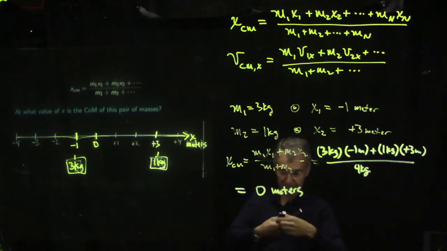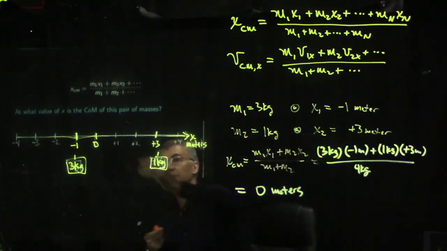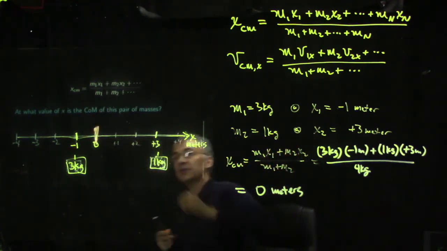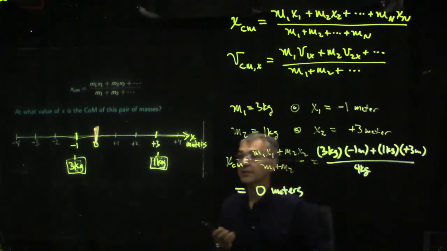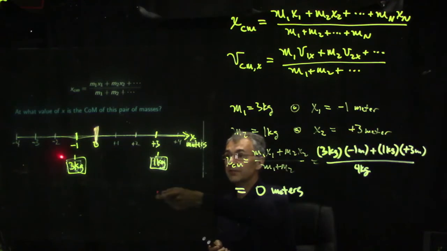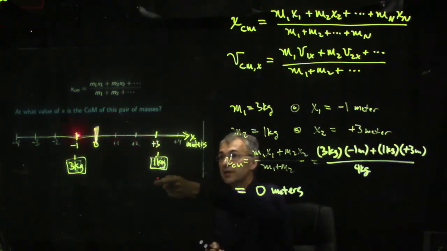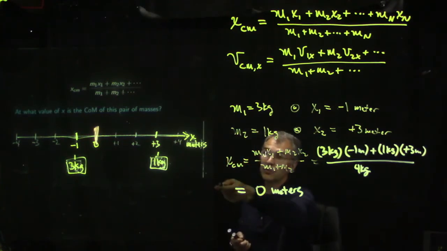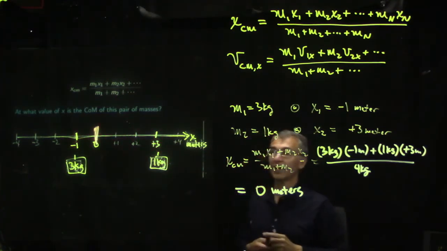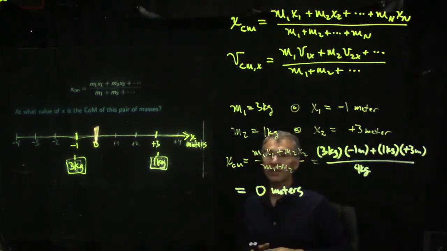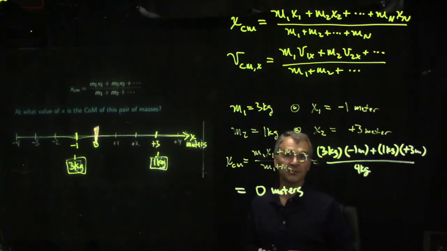And let's see if that makes sense. It seems like the center of mass is here at 0 meters. Actually, that does make sense because this is 1 unit of mass, that's 3 units of mass. So we expect this to be 1, 2, 3 units away, and this is 1 unit away. We expect the 1 unit of mass to be 3 times as far away from the center of mass as the 3 units of mass, just for 2 things. So that makes sense. The center of mass here is at 0 meters.